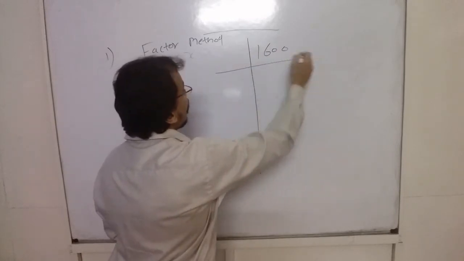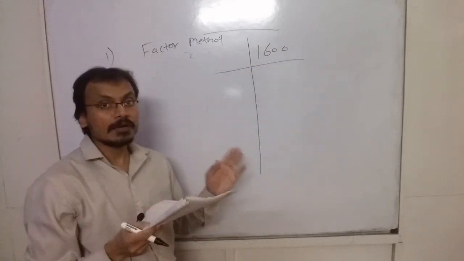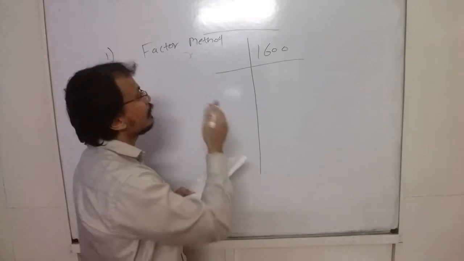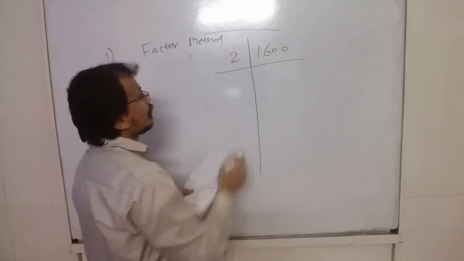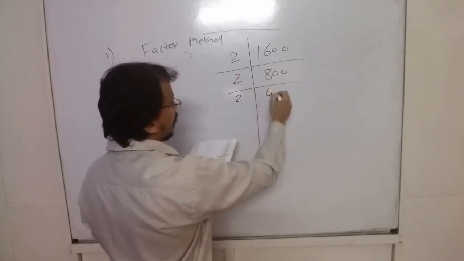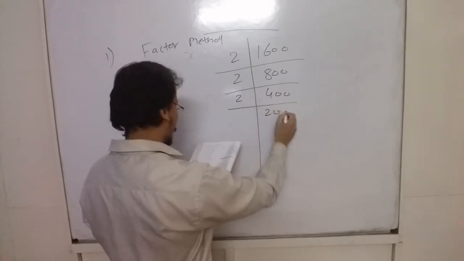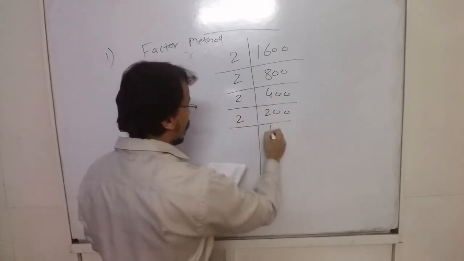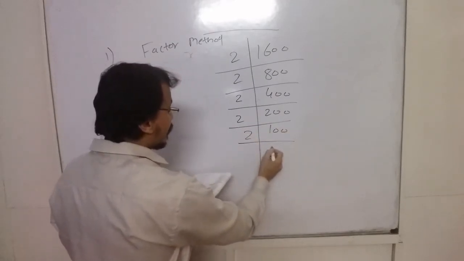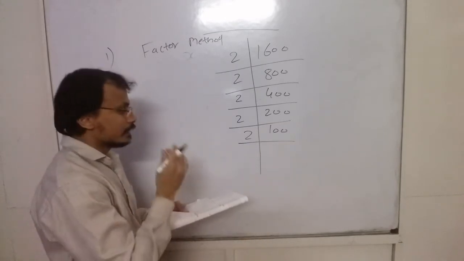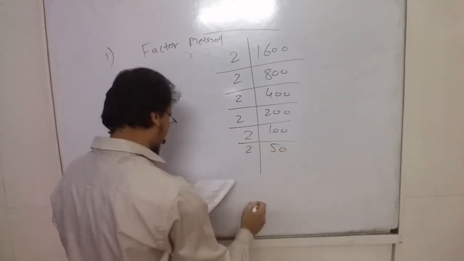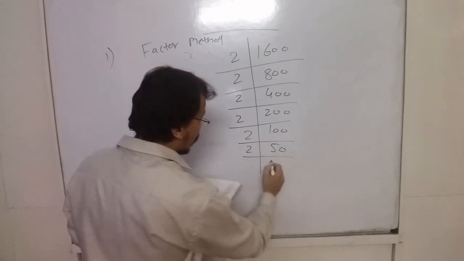Now how to calculate the square root of this 1600 with the help of factor method? Start dividing this number by the lowest number that you can divide it by. So start dividing by 2. If you divide it by 2, you will get 800. Again divided by 2, you will get 400. Again divided by 2, you will get 200. Then divided by 2, you will get 100. Then again it is getting divided by 2. So keep on dividing it by the lowest number until it is not getting divided by that number. So I get 50, then again I divide it by 2, I get 25.